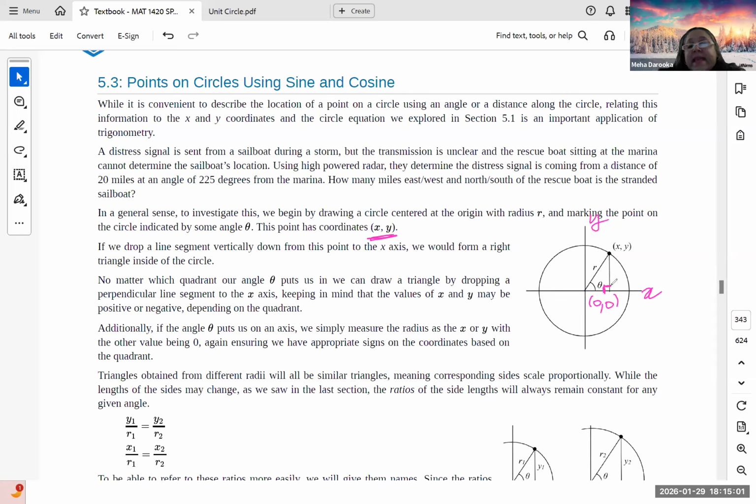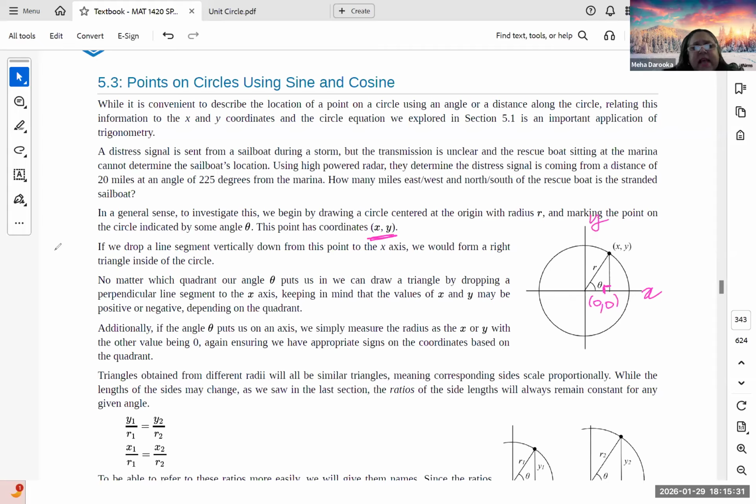Now we are saying it does not matter which quadrant your angle theta is in. If you draw the triangle by dropping that perpendicular line towards your x-axis, all you really need to keep in mind is that, based on the quadrant, your x and y could be positive or negative values. We do need to keep that in mind, but the angle itself is not going to change no matter what quadrant you are in. It's just going to be those x and y values.